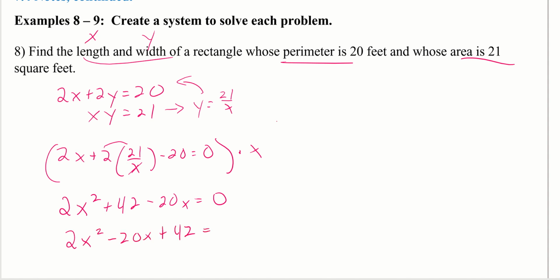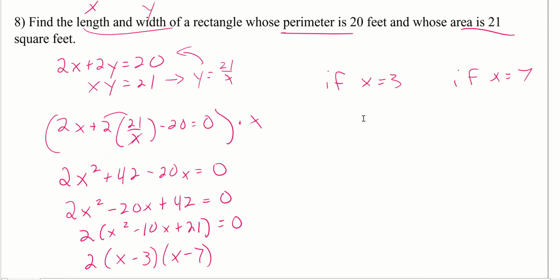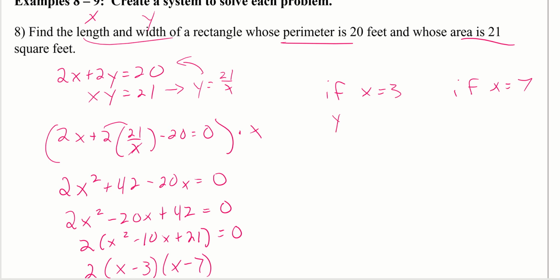Plus 42. Take out a GCF. What's that, like a 21? And then factor. Cool. So what do we got, like an x minus 3 and x minus 7? So our two values is if x is equal to 3 and then if x is equal to 7. Right? So if x is equal to 3, your y value, plugging it back in, would be 21 over 3, so 7. So we could have, oops, not x, that's what we're trying to find.